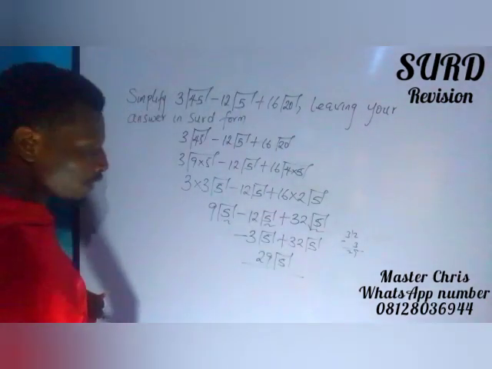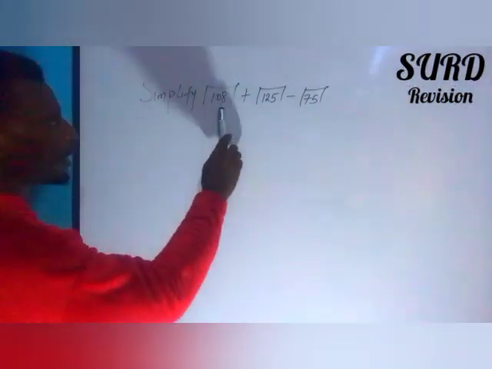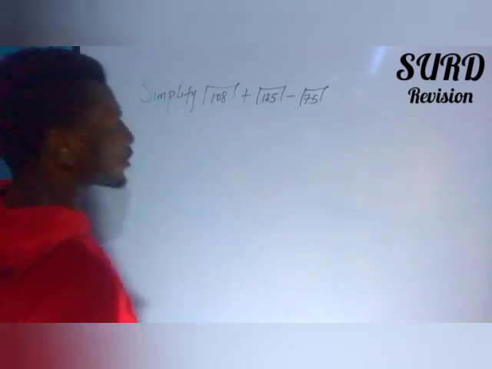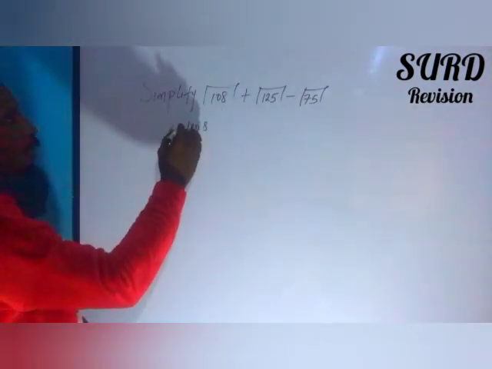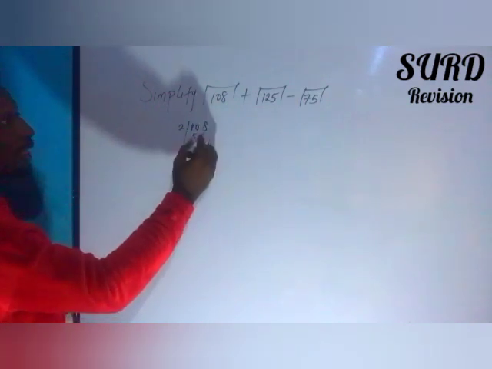Let's move on to the third question. In the third question, we are told to simplify surd 108 plus surd 125 minus surd 75. So 108 can also be written as: 2 into 108 is 54, 2 into 54 is 27.